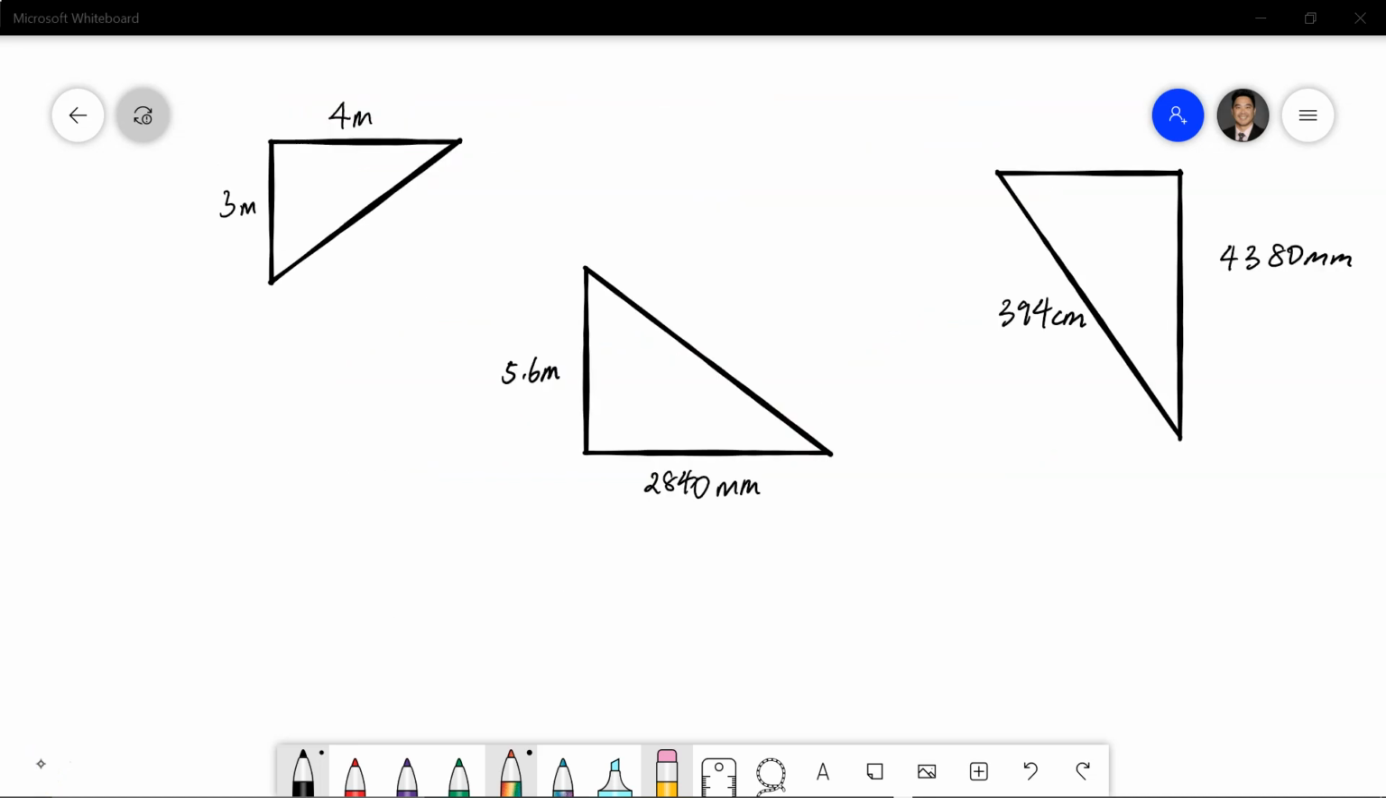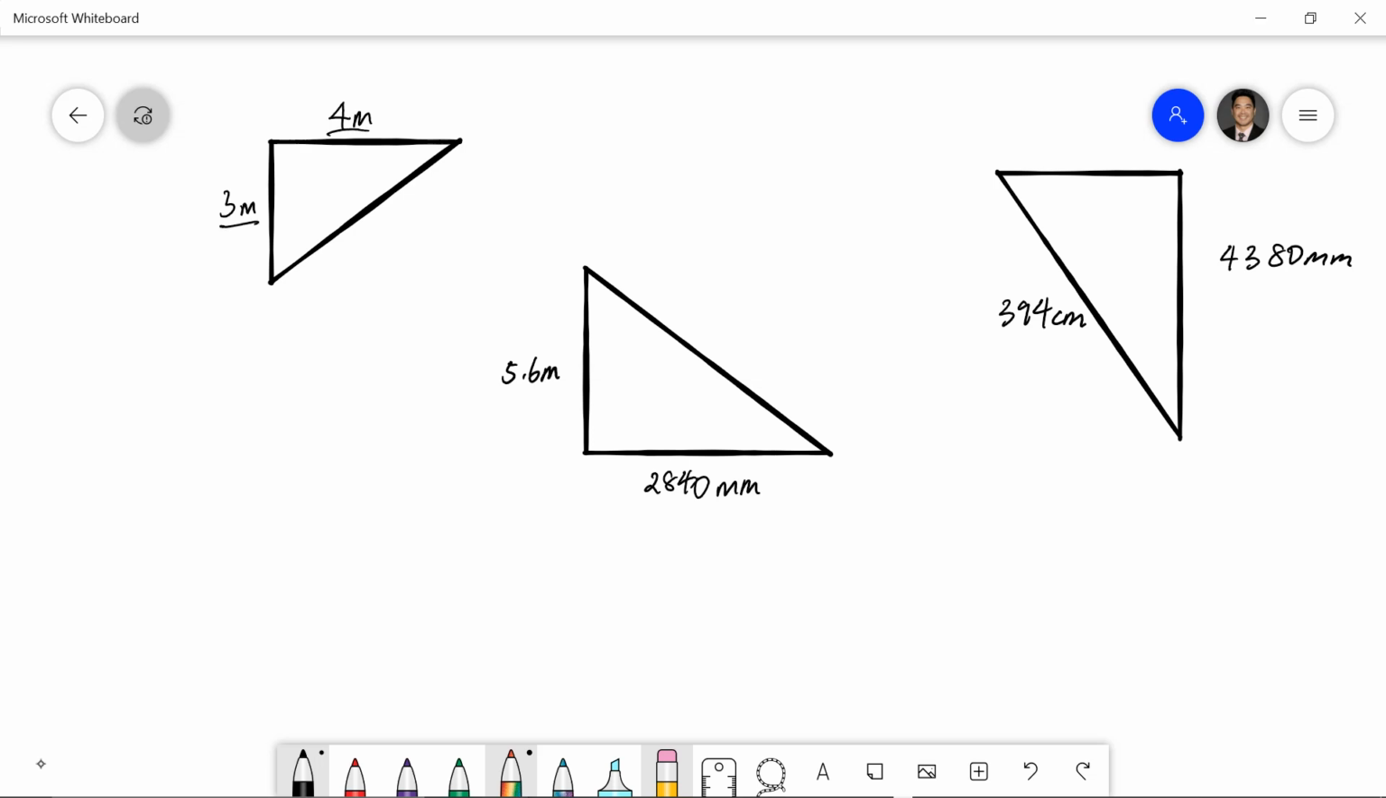Here are a few examples just to show you what to do with the measurements. In the first example, both units are in meters, so that's fine. We don't need to change anything. We can go straight into our Pythagoras theorem: c squared is equal to a squared plus b squared. Noticing that we need to work out what c is, I'm going to put 3 and 4 here.